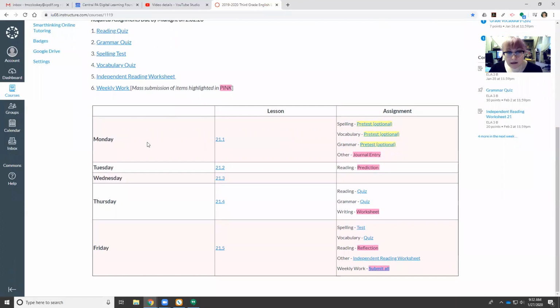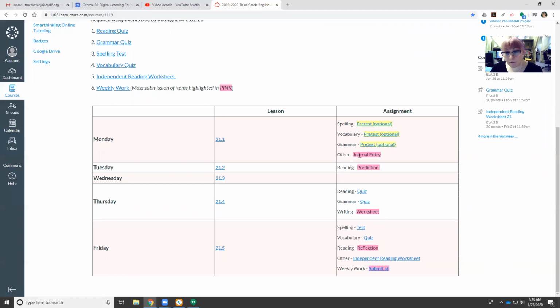So Monday, if you can see I changed it up here. So we still have the days of the week over here, but now I have the lesson and then the assignment that you're turning in for the day. So the lesson for today is 21.1, and your assignments, the optional spelling pretest, and if you click on that, it will open up. Your vocabulary optional pretest, your grammar optional pretest, and your journal entry, which is a part of your weekly work.